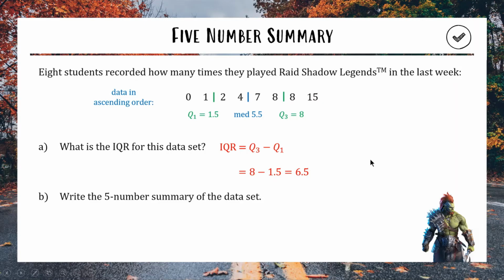Okay, question B is talking about the 5-number summary. So the 5-number summary is going to be comprised of the lowest score in the data set, the lowest quartile, the middle of your data set, the median, the upper quartile, and the highest score. Those 5 numbers make up what we call the 5-number summary. We like to write them in these fancy curly brackets for some reason. So for this data set here is our 5-number summary. Lowest score of 0, lower quartile 1.5, median 5.5, upper quartile of 8, and highest score 15. So that's all it is.